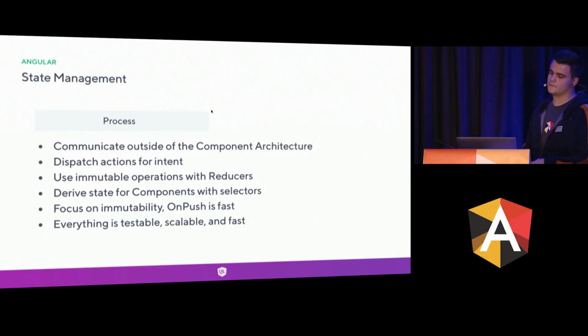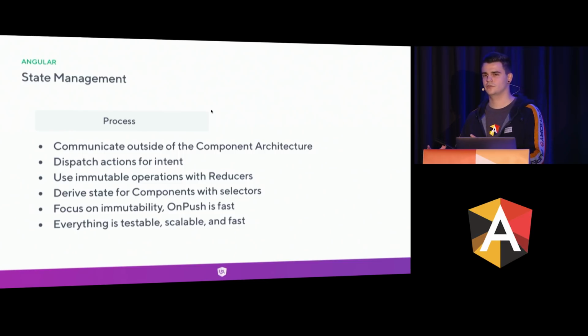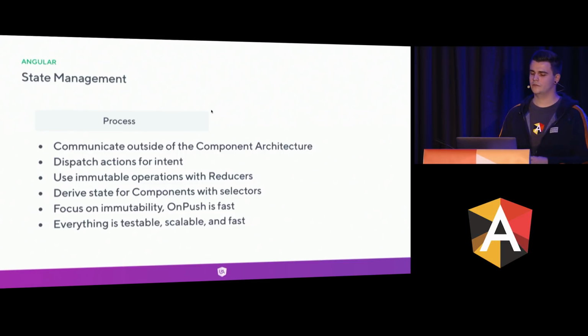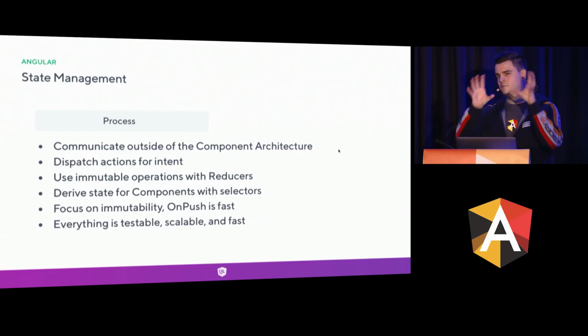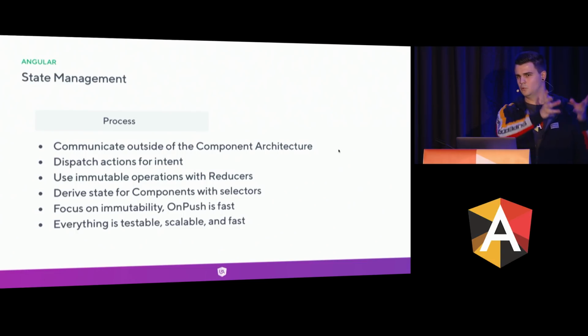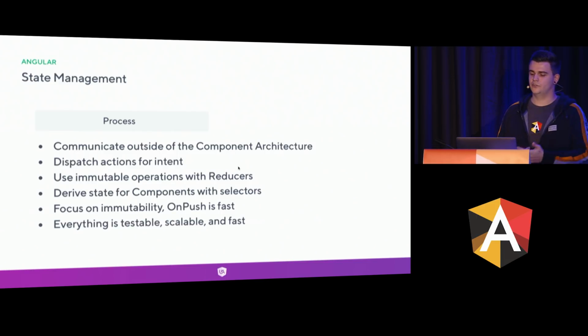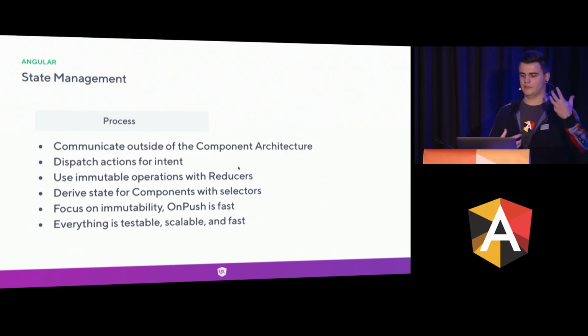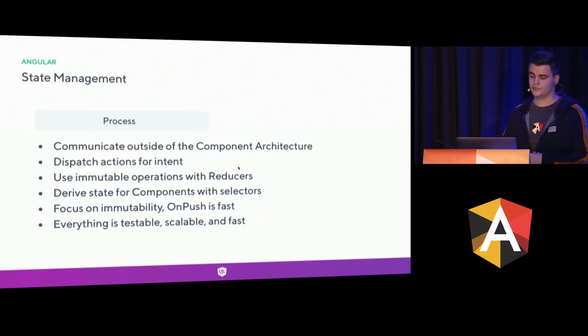So these are the benefits of thinking of this approach in an Angular app. The whole process with state management is that we should communicate outside of the component architecture. So component architecture is one system, state management is another system, and we've got that small module system which we can also think about. So we can dispatch actions for intent. That's how we get things out of the component architecture. We can use immutable operations. These are beneficial with things like OnPush change detection.